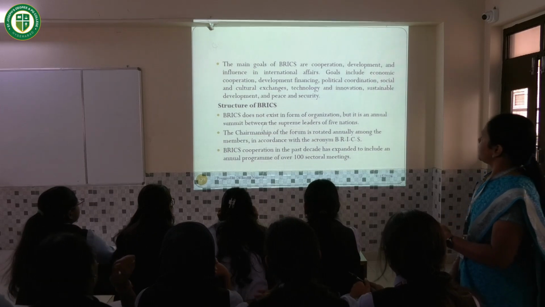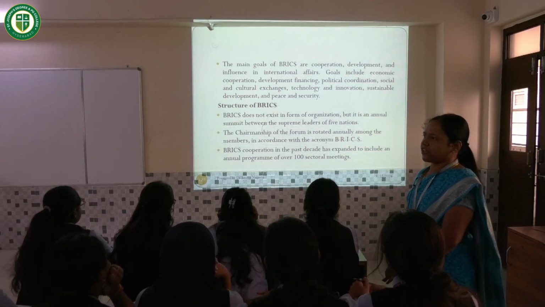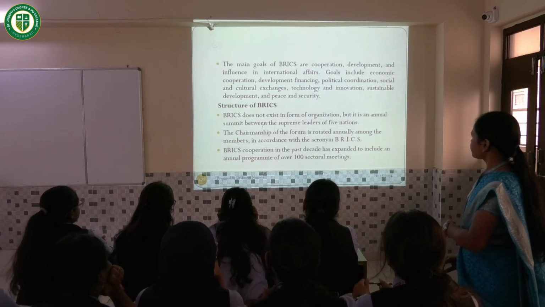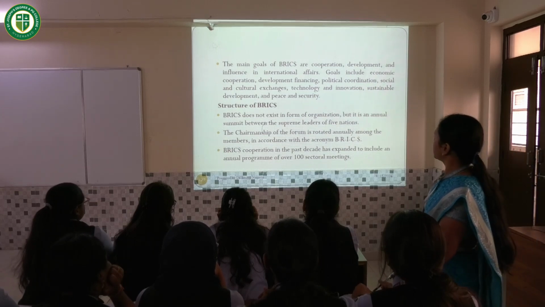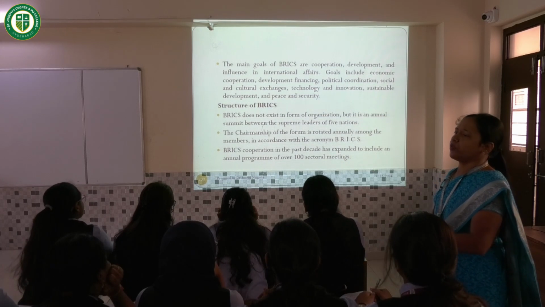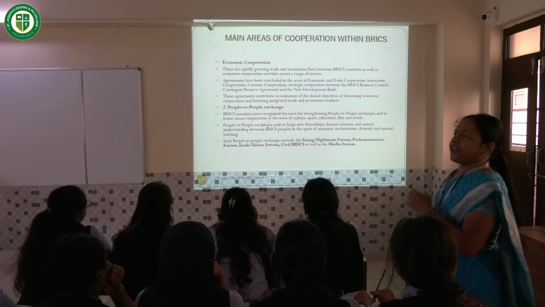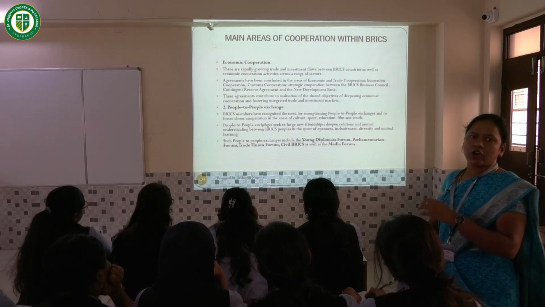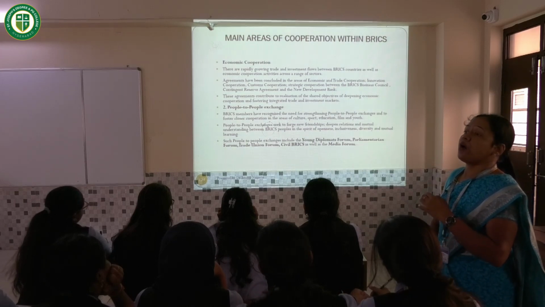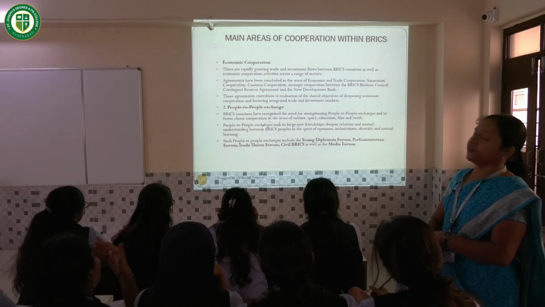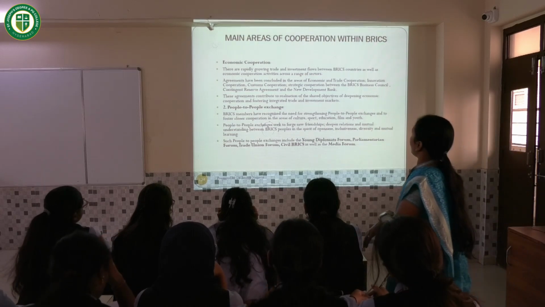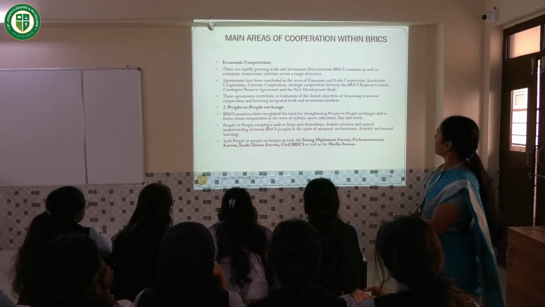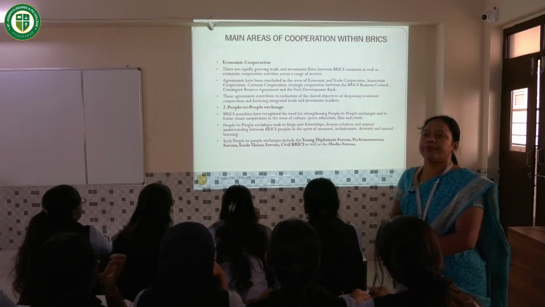BRICS functioning. BRICS does not have a particular structure as such, but they have a chairman who is appointed on a rotational basis, and they have annual summits where they meet and discuss how BRICS countries should work. The key areas in which cooperation is required in BRICS, the first is economic cooperation. Economic cooperation refers to how trade and investment can flow between the BRICS countries, and also identifying the economic and trade cooperation, innovation cooperation and customs cooperation which is required for realization of the objective of BRICS.